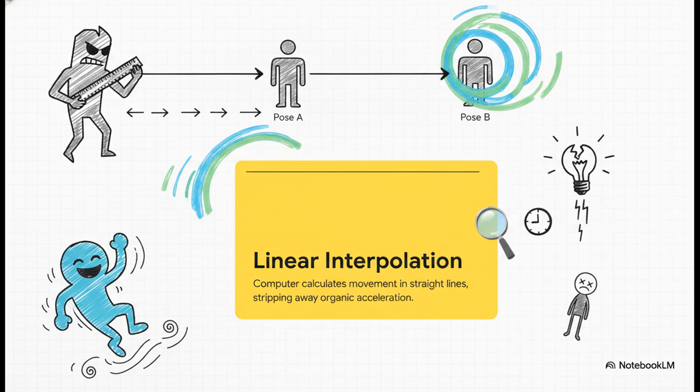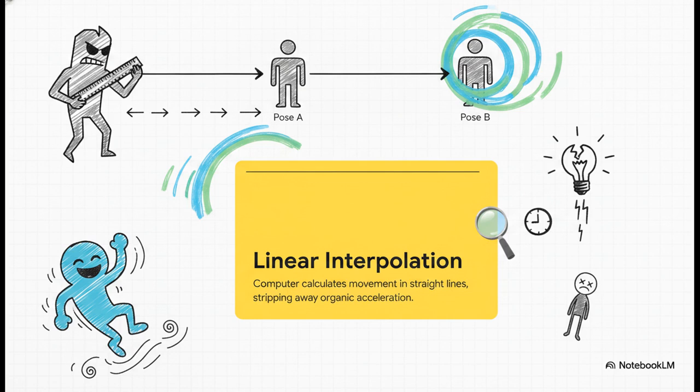Okay, let's dive into this and expose the true villain causing that dead feeling in your work. It's called linear interpolation. This is basically the mathematical process where our computer calculates movement in straight, rigid lines between pose A and pose B, which completely strips away any organic acceleration. I want to reassure you right now, the problem isn't your lighting, and it definitely isn't your frame rate.